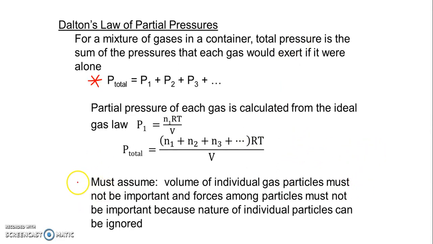And remember that because we're dealing with ideal gases for now, we are following the kinetic molecular theory that says that the volume of individual gas particles is not really as important, and the forces among them are also not important. So we're going to ignore the nature of the individual gas particles until the very end of the unit when we talk about real gases and the van der Waals equation. But until then, these assumptions are okay to make.